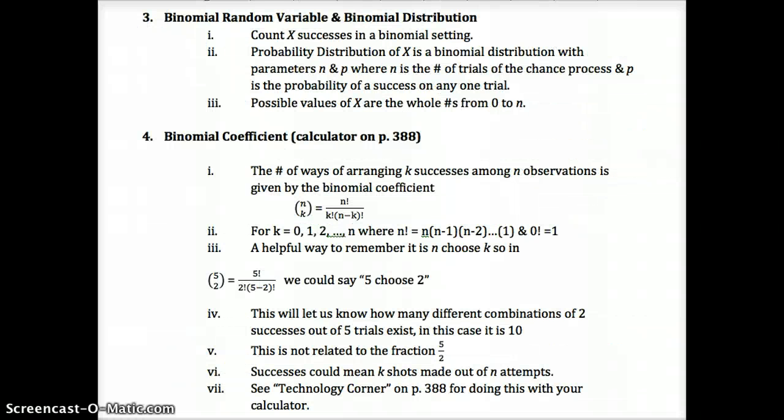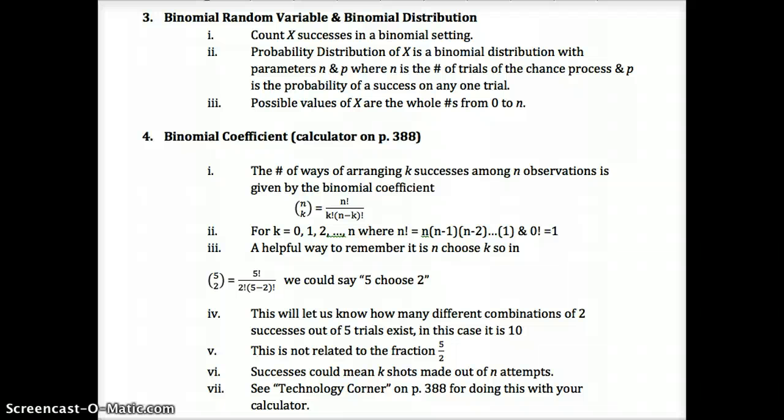So we're counting the number X of successes in a binomial setting. The probability distribution of X is a binomial distribution where n is the number of trials and p is the probability of success on each trial. Values of X are the whole numbers from 0 to n. That means we're looking for a number of successes.